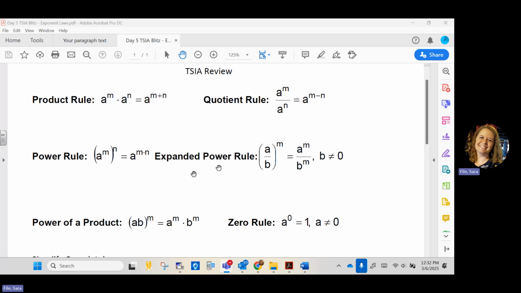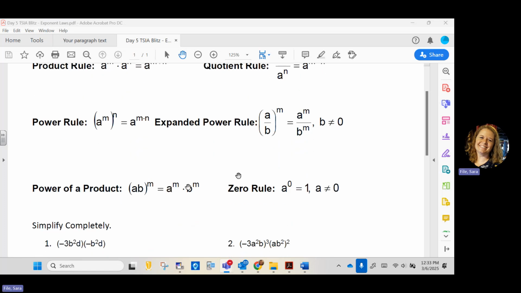The expanded power rule is the same thing. It's just when your base is a fraction. So I've got an A over B base, and then outside the parentheses is an exponent. That means the exponent is going to both the numerator, the top, and the denominator, the bottom. So A gets raised to the power of M, and B gets raised to the power of M.